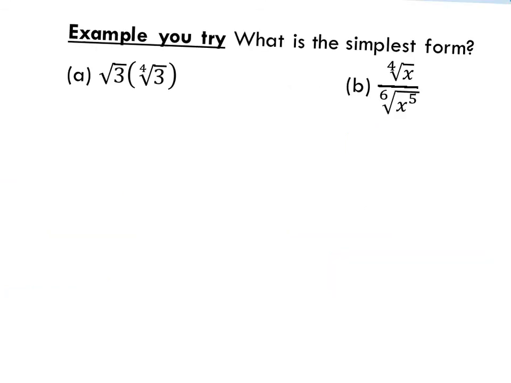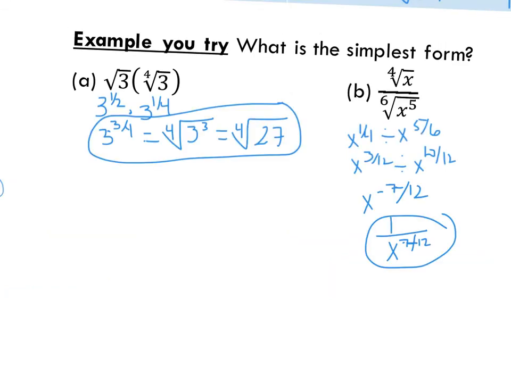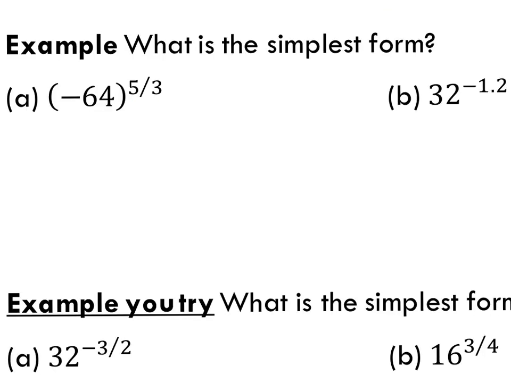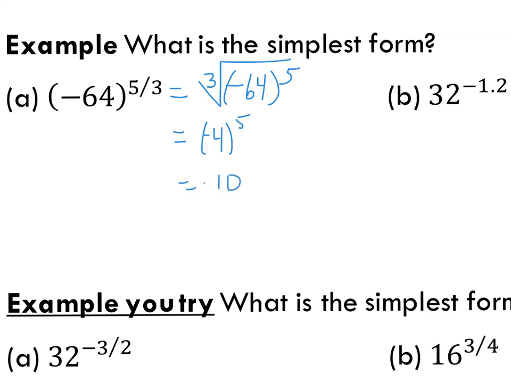Try the next two examples. And here are our answers for this example you try. So again, we're going to figure out what the simplest form is. So if I'm doing the negative 64 to the 5/3 power, first thing I'm going to do is write it in radical form. So 3 is in the denominator, so that means we have the cube root of negative 64 to the 5th. And the cube root of negative 64 is negative 4. Negative 4 to the 5th power is negative 1024.